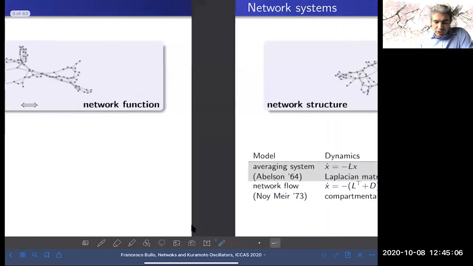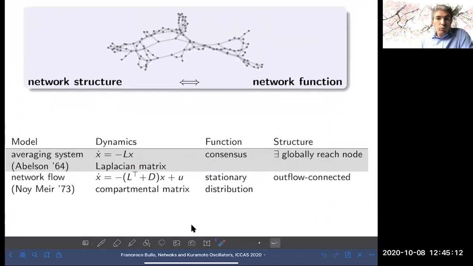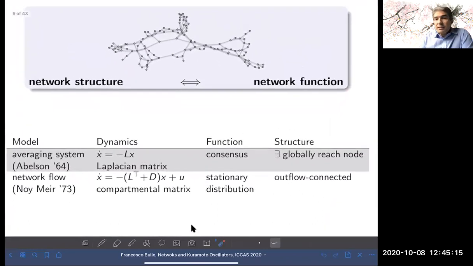And this nexus is very well understood for simple linear systems. So here, for example, allow me to show you two quickly simple examples, classical examples arising from sociology and from ecology. People have studied averaging systems. This is a continuous time linear system, and it's been understood that these systems are described by a so-called Laplacian matrix. And averaging systems are known to have a certain desirable function, which is that of achieving consensus, so all nodes in the system will reach the same value.